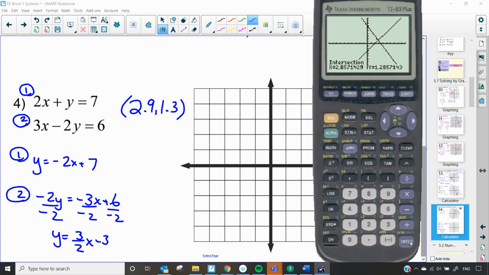All right, so now you've seen how to graph by hand and using the calculator. There is a short lesson coming up right after this, which is going to talk about numbers of solutions. And then following that, in the next few days, we're going to get into solving algebraically.